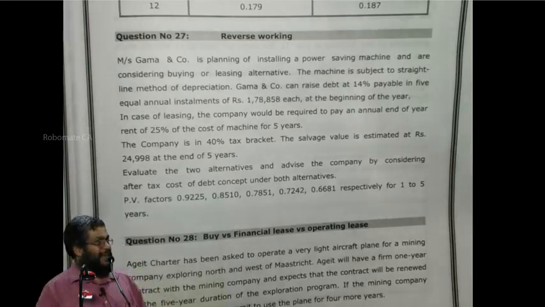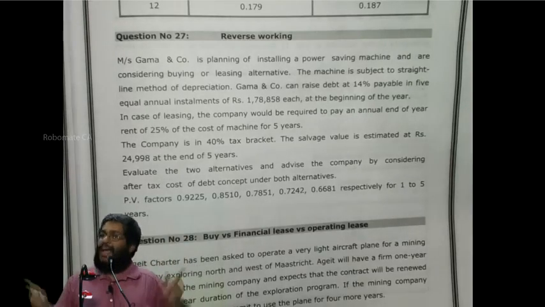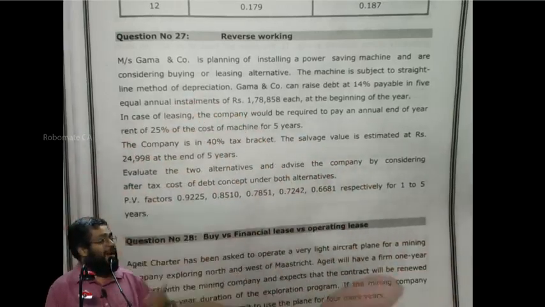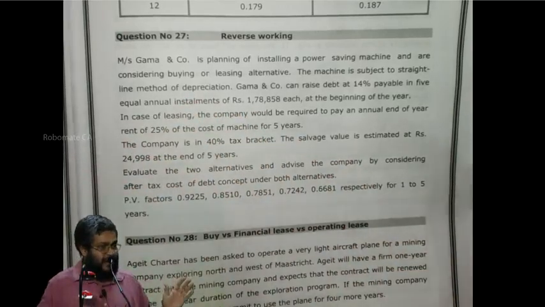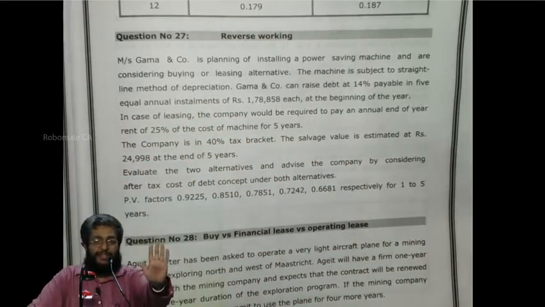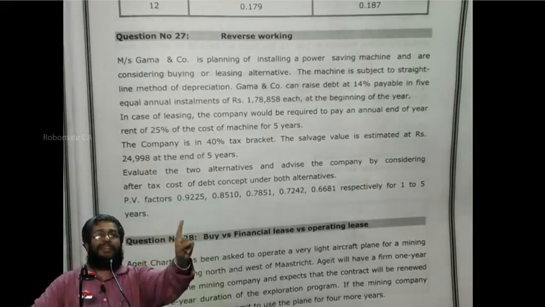EMI into annuity factor. Yes or no? Now, here it is EMI into annuity factor: annuity factor immediate, because the EMI is happening at the beginning of every period. Accept or not? Yes or no? How many annuities? 5 annuities. I find the annuity factor for 4 years and add 1 to it. Up to this, are you following?